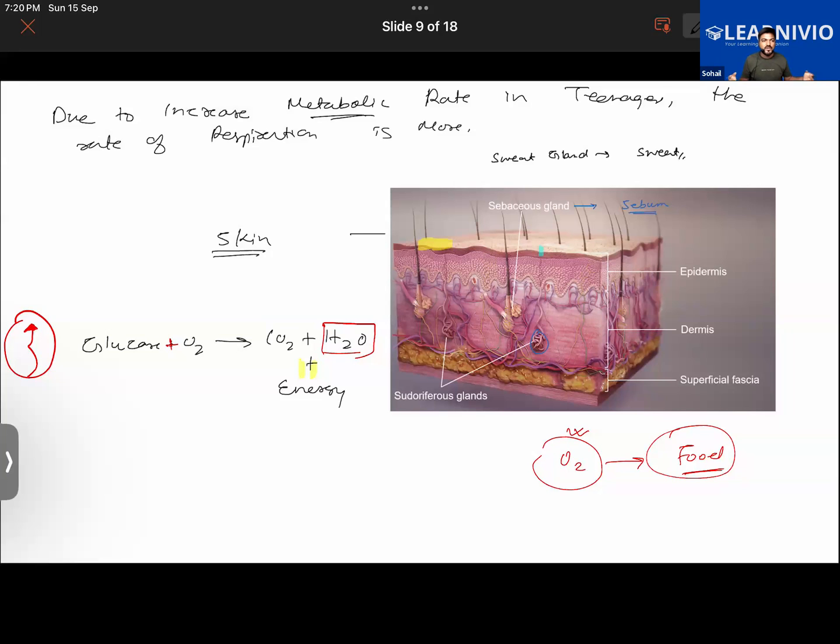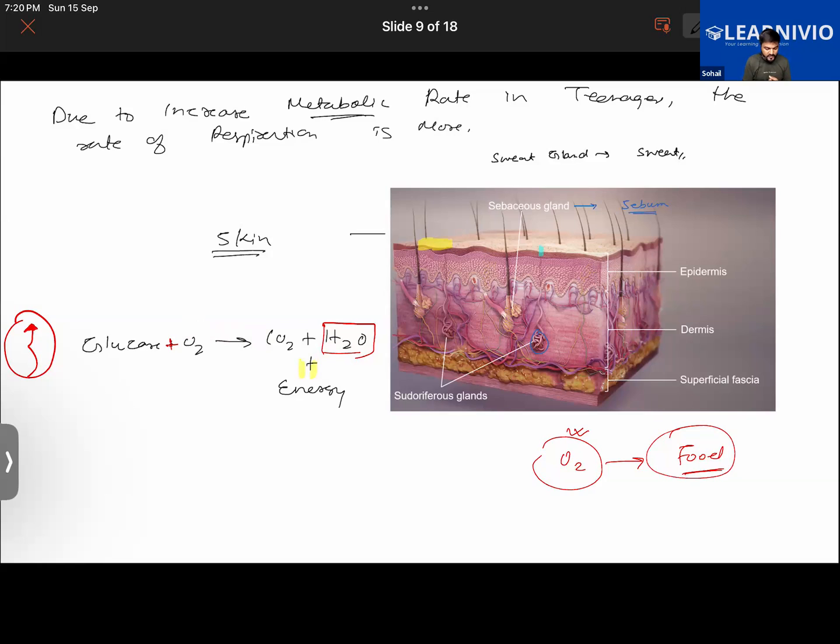Because when we are doing some activity, like let's say some sports activity, during doing some intense activity, our breathing rate increases, so we take in more oxygen. So if more oxygen is available, more food will be broken down very quickly. So if the rate of this reaction increases, more water will be produced here.